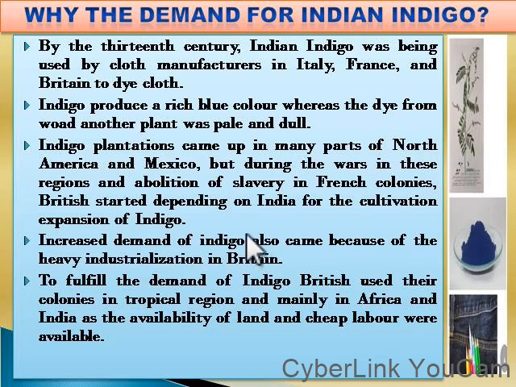Increased demand of indigo also came because of the heavy industrialization in Britain. To fulfill the demand of indigo, British used their colonies in tropical regions, mainly in Africa and India, as land and cheap labor were available.